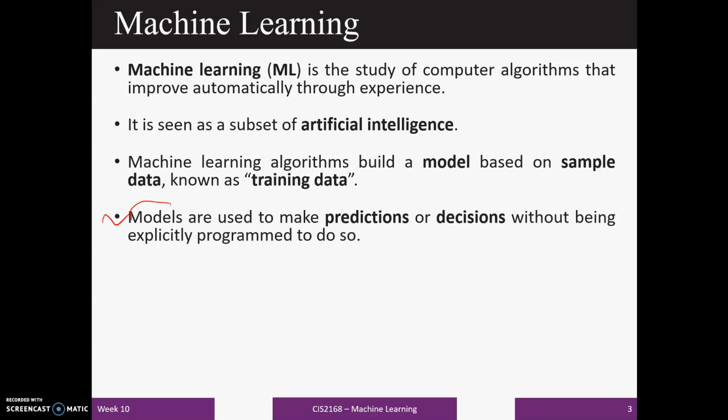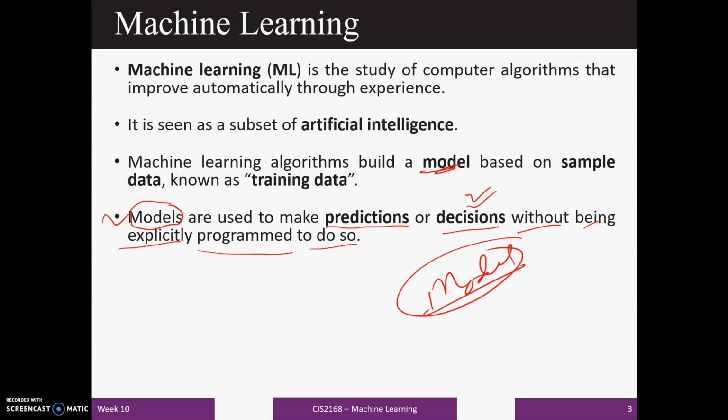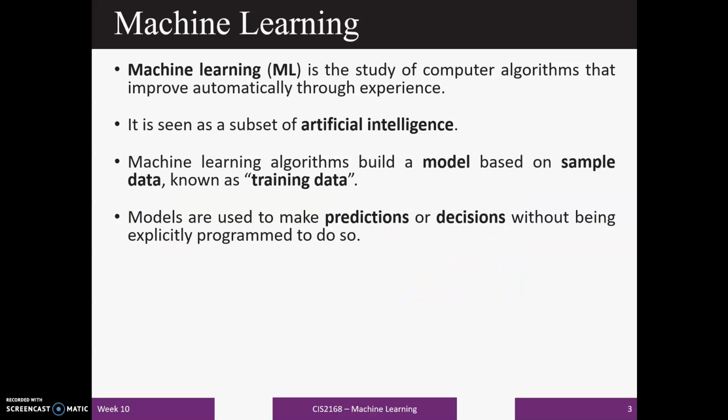So models which you are creating are used for prediction or decision making. Based on the pattern, you can predict what will happen in the near future, or you can make some decision without being explicitly programmed to do so. So you have the model, and based on the model you can predict or make decisions for the future. This is the beauty of machine learning models or machine learning algorithms. And to train the model, or to train the machine learning algorithm, you are using a sample of data, and this sample of data is referred to as training data.